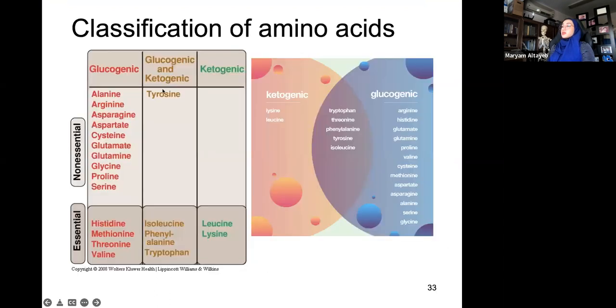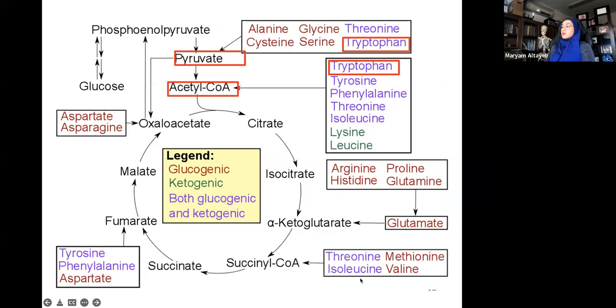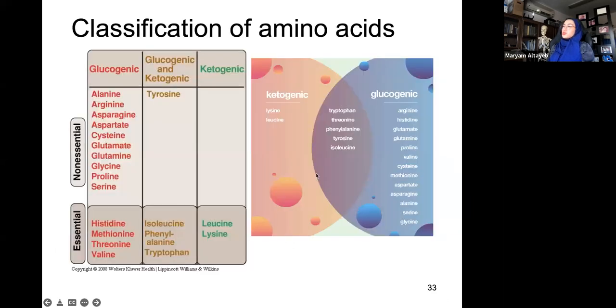Tyrosine is the only non-essential amino acid that is both glucogenic and ketogenic. But here it says threonine is classified as glucogenic only. So that's why. Yeah, tyrosine is the only non-essential amino acid that is considered both glucogenic and ketogenic, because it can be converted into both. You can see tyrosine, and it can also be converted into fumarate. So just ignore that point.